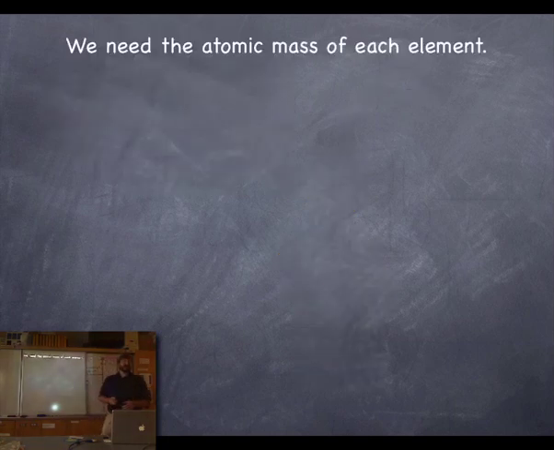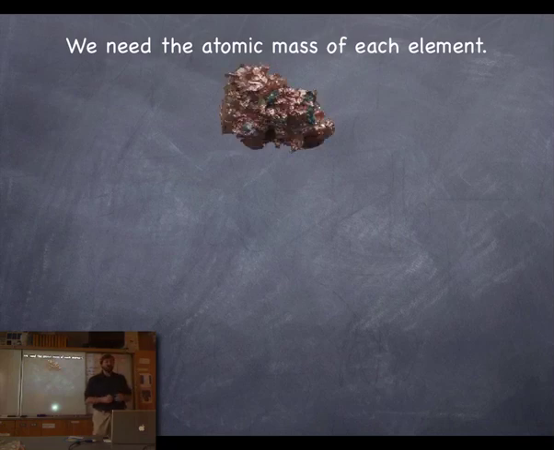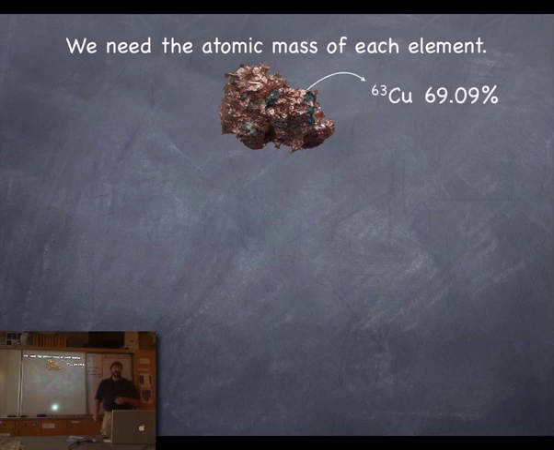We've looked at this idea of calculating the average atomic mass. So what we want to look at is a sample of some element. In this case, it is a chunk of copper. We can analyze that chunk of copper and say, hey, copper comes in two main forms. Copper-63, which makes up about 69.09% of all the copper atoms, and copper-65, which is 30.91% of all the copper atoms.